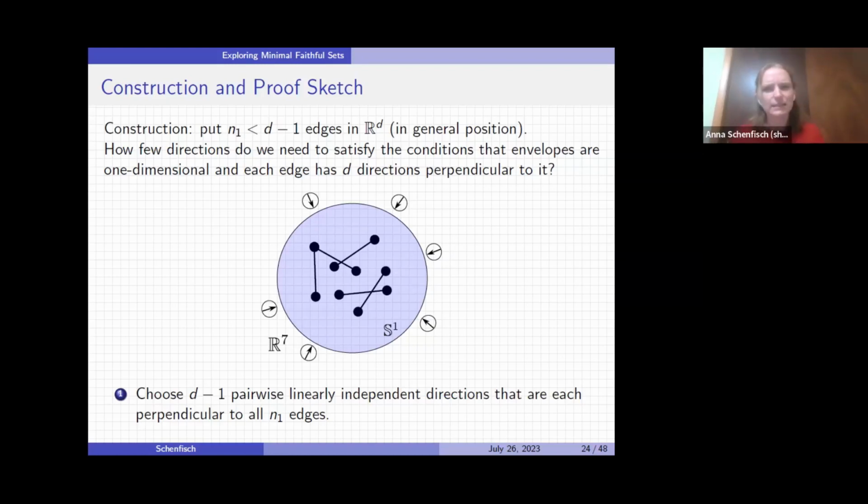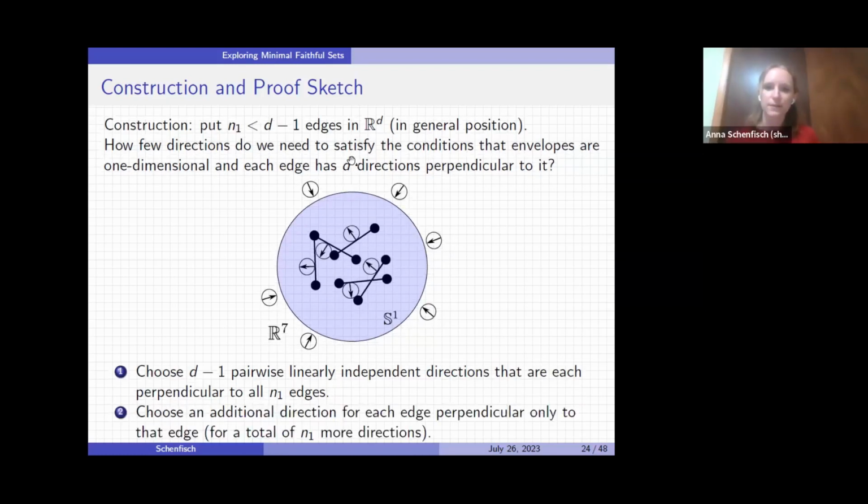Why didn't I choose D? If I choose D, then the envelopes are going to be 5-dimensional. So I can't just do that. It's not quite as simple as that. Okay, I'm not quite done yet, right? I need a total of D directions perpendicular to each edge. So for each edge, I'm going to choose an additional direction that's perpendicular to only that edge. And that's a total of N1, the number of edges, more directions. So I have D minus 1 perpendicular to everything, and N1 additional directions.